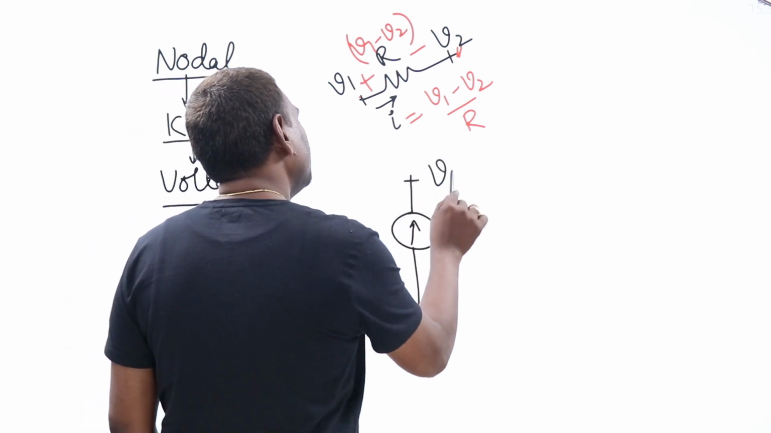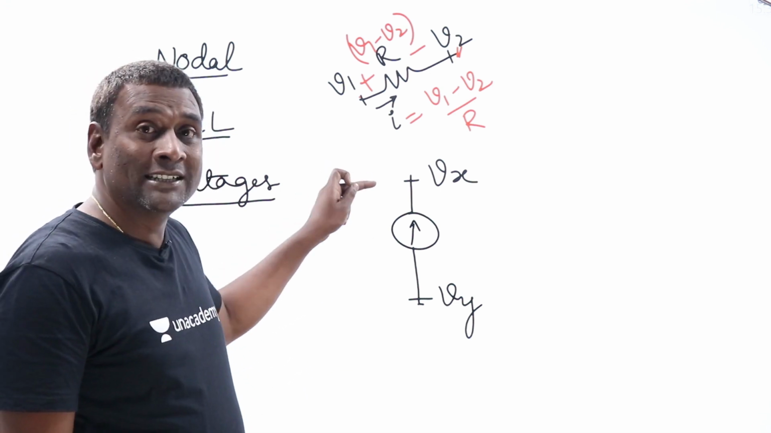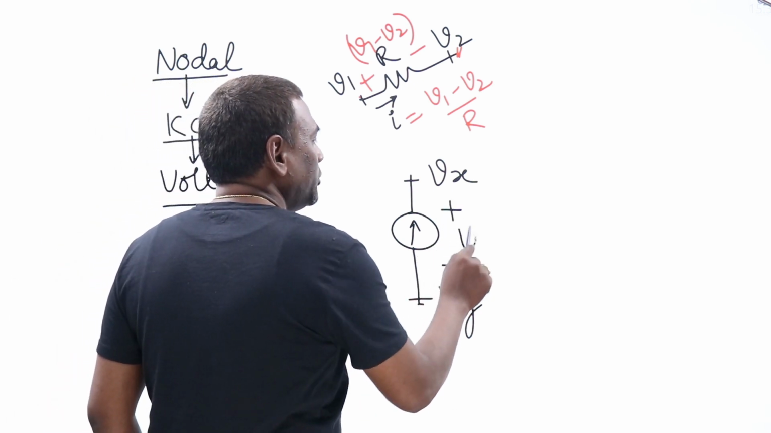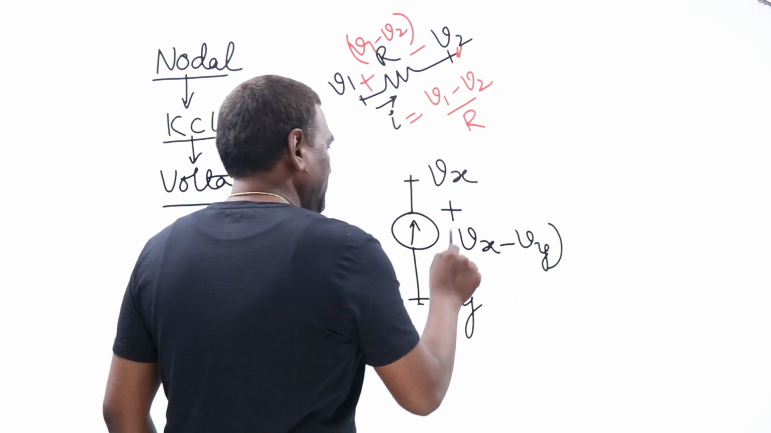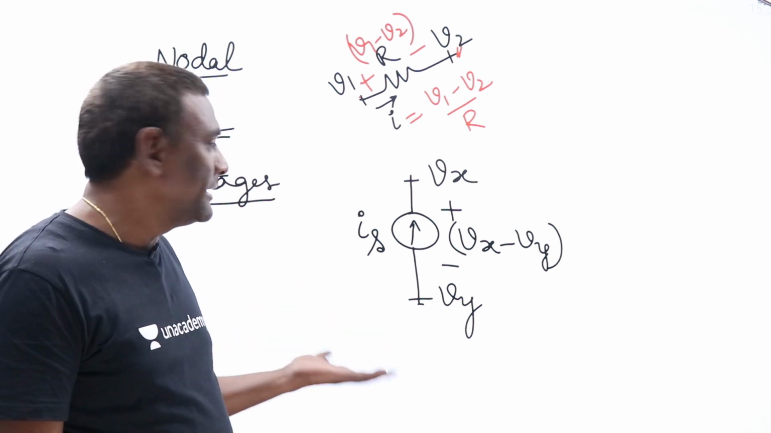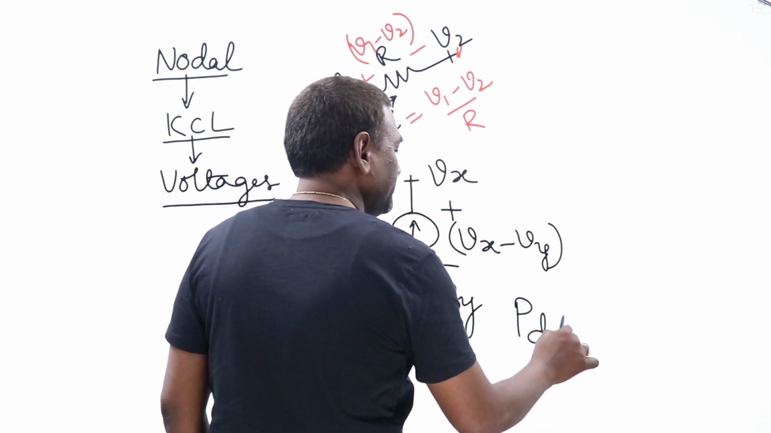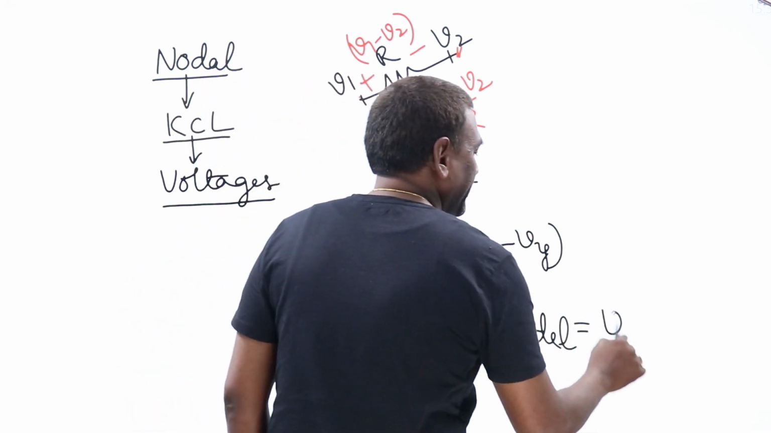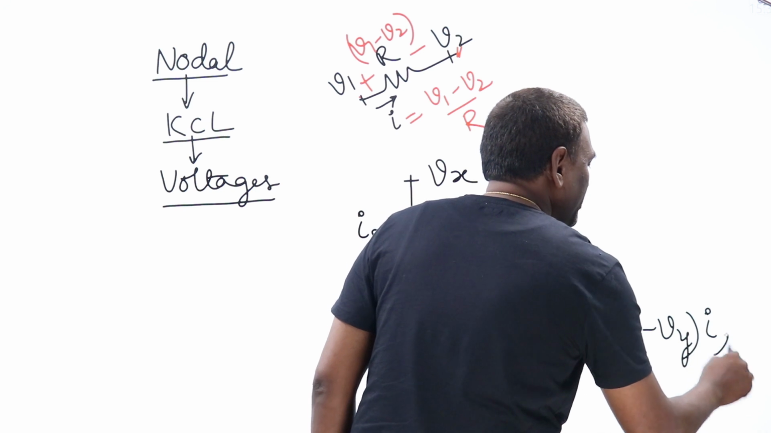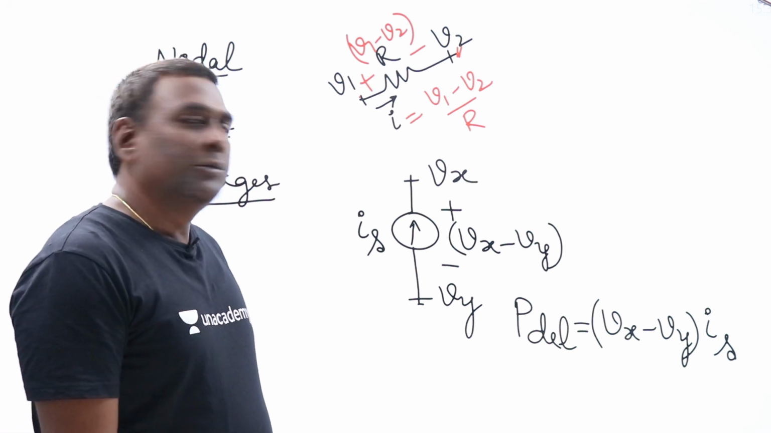Now let me think of this as Vx, this as Vy. You found the voltage Vx and voltage Vy. If you have found, then how much will be the voltage across this is going to be Vx minus Vy. Source current value already you should know, because it's a current source, right? Now how much is the power delivered by this? Power delivered is going to be Vx minus Vy into source current Is, because current should leave the positive terminal. Such a current direction only we have to take in order to find out the power delivered. You get my point, right?